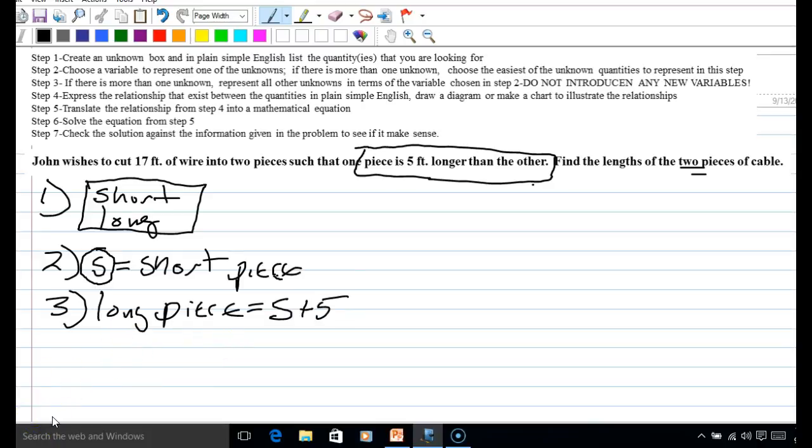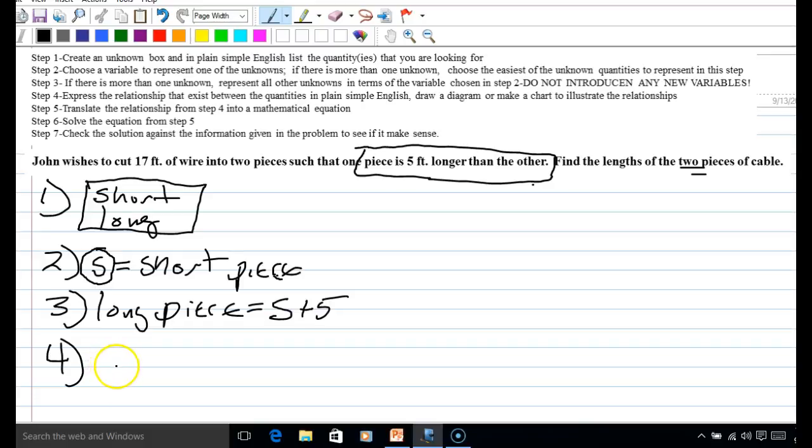So the relationship between the long piece of cable and the short piece of cable is that the long piece of cable is 5 feet longer than the other. So it's 5 feet longer than the shorter piece. So that would represent a length of S plus 5. So again, if you do a good job of developing the first 4 steps, the equation, which is step 5, falls in your lap.